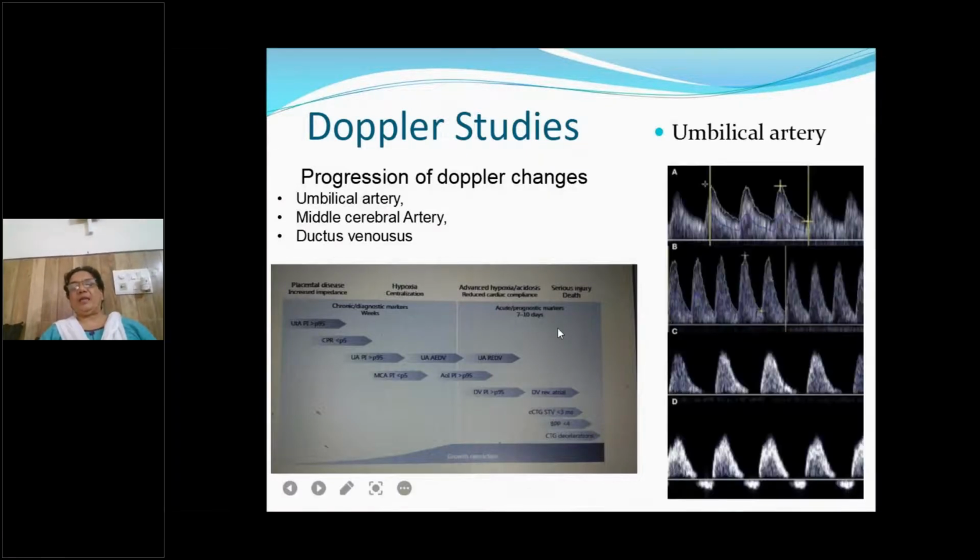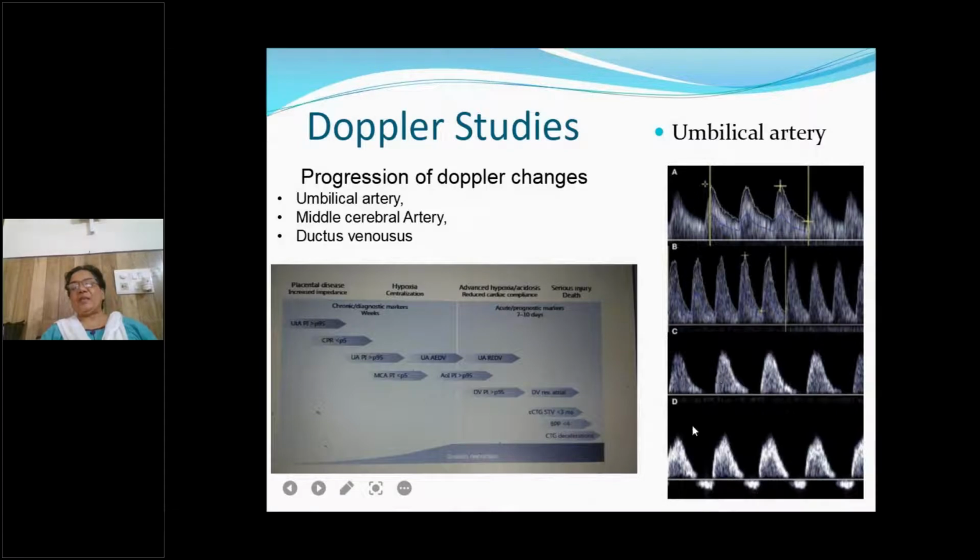This is how the umbilical artery Doppler looks. This is just for your orientation. This is the systolic flow, and this is the diastolic flow. You can see in the next flow, B, there is a reduction in the diastolic flow. So there is a compromise of the blood circulation in the umbilical artery. In the third part of the graph, graph C, there is no diastolic flow. So it means there is further progressive hypoxia occurring in the fetus, and this is the reversal of flow, which is the most severe form.